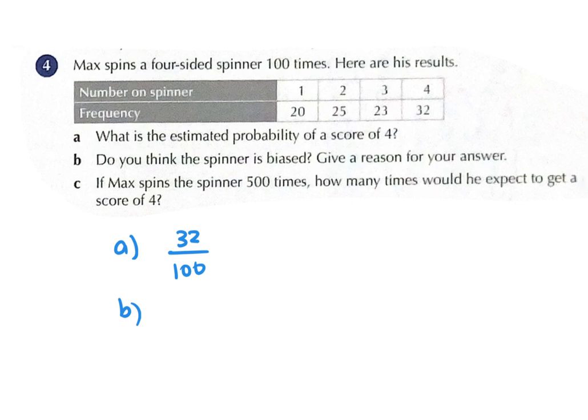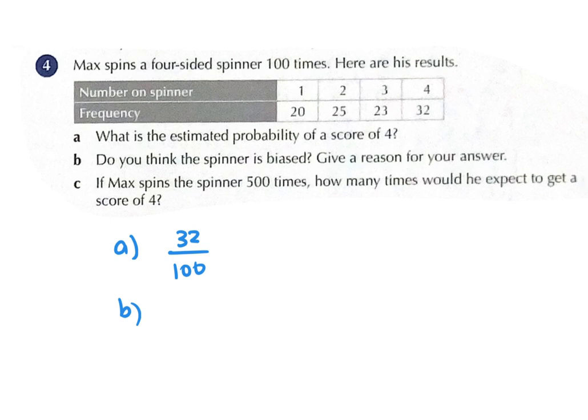If you say that yes, this is fair because all of the numbers are closer to 25, I'll accept this answer. Okay? But if you say that the probability of getting 4 is 32 over 100, and the probability of getting 1 is 20 over 100, so they are not close to each other, so this is not fair or biased, I'll accept this answer. So this is about your explanation for the question. So you can say that it is fair and give a reason for that, or you can say that this is not fair, but give me an explanation why you say that this is not fair. Okay? So I'll accept 2 answers for this question.